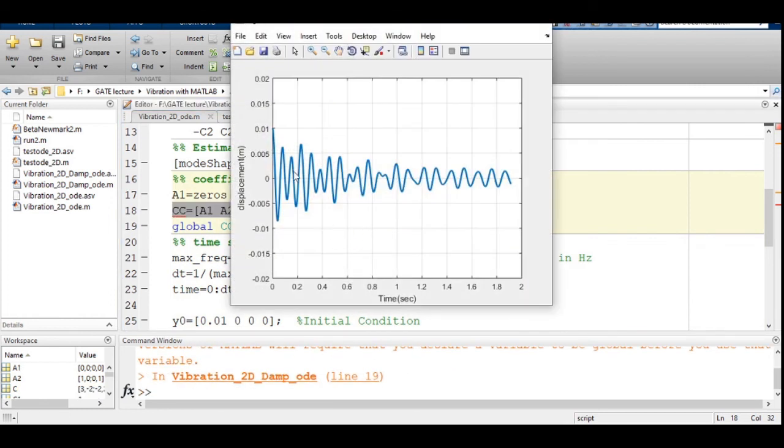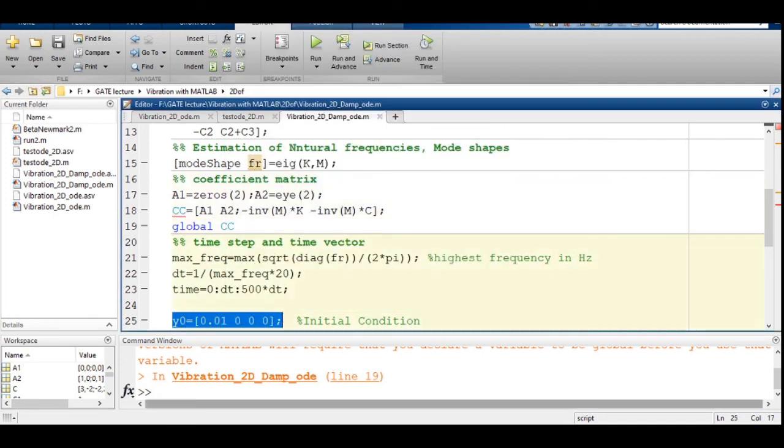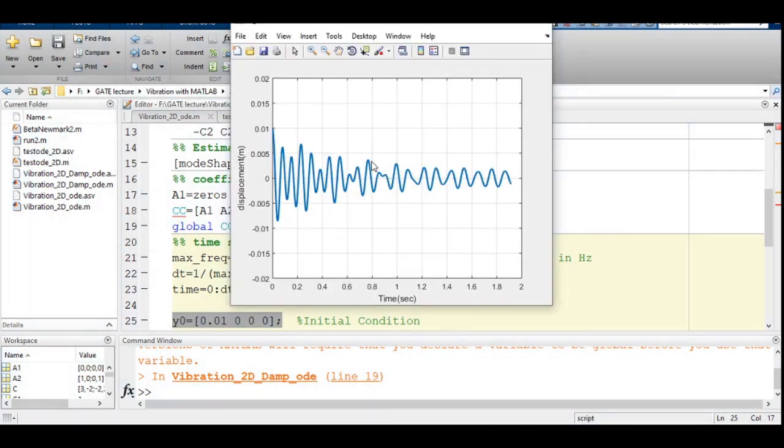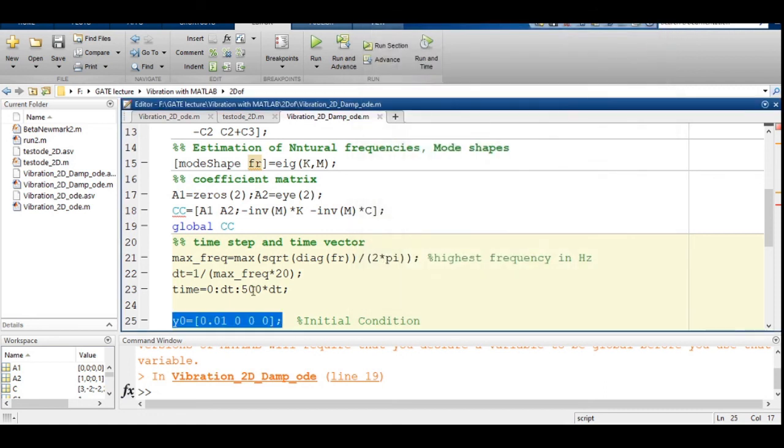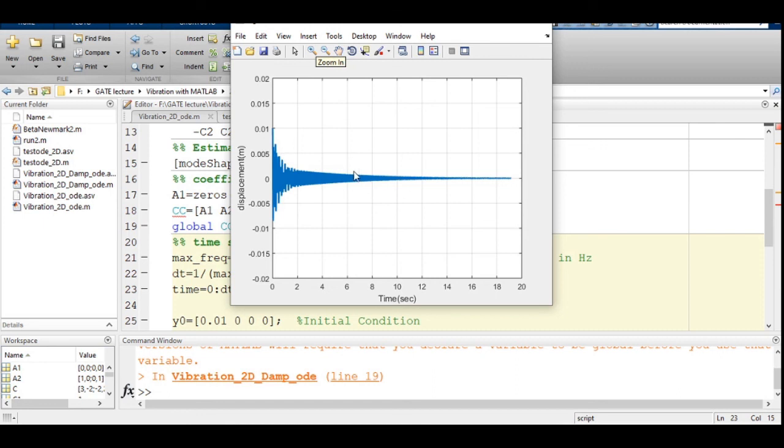So this is your response, and you can see here initially you have a displacement of 0.01, which is here in this line. What is happening is that because of the damping, the amplitude of the system is decaying with respect to time, and that is expected. If you run the code for a longer time, you will see that the response becomes almost zero. So let's run the code up to 5000 time steps, and you can see that this is the output, and it is almost going to a zero value.